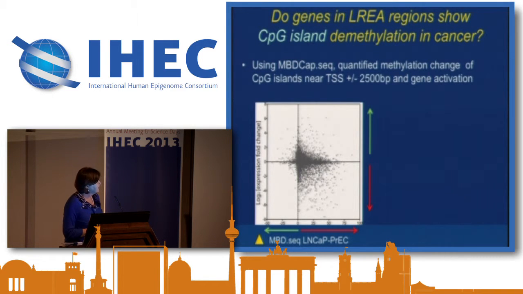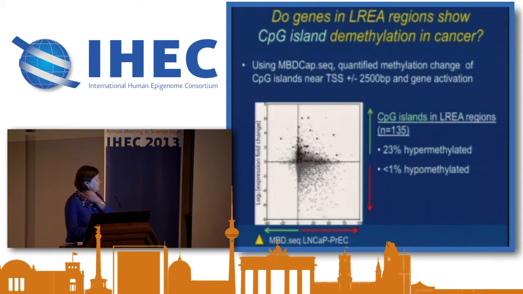So to do this, we used at the time our MBD-CAP-seq data, and again we looked at methylation changes at the transcription start site plus or minus 2.5 kb. And we correlated this with gene activation. So what I'm showing you here is a change between normal and cancer, where we've got a change in DNA methylation and a change in activation.